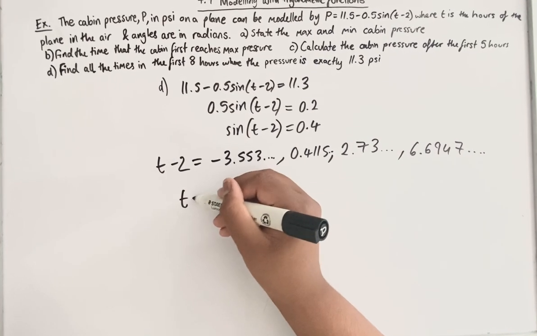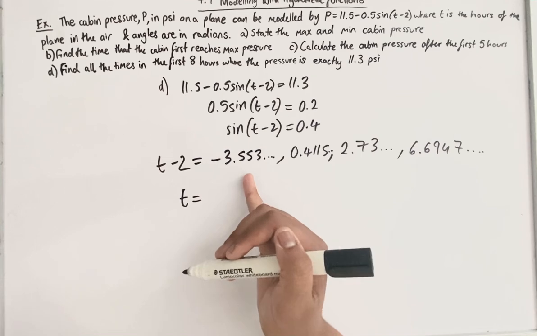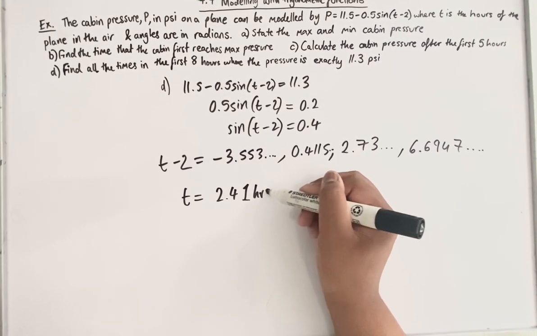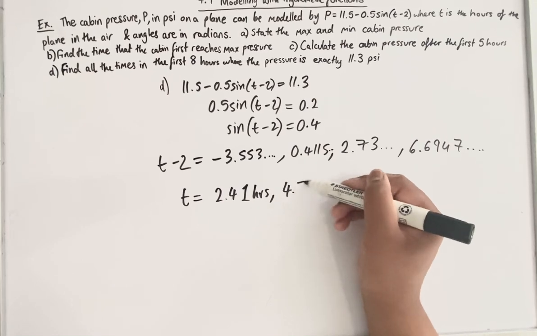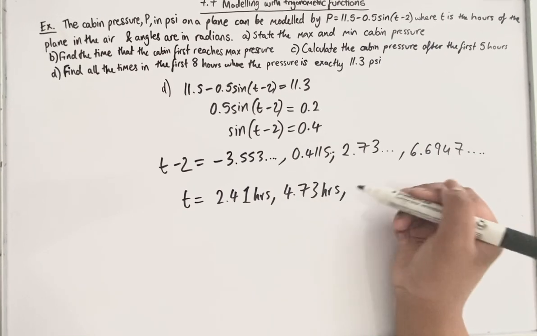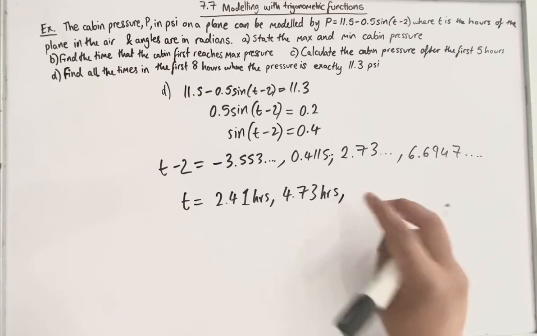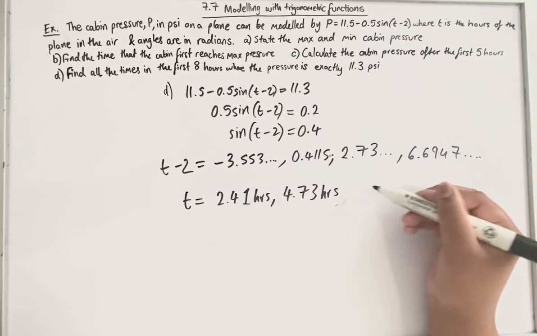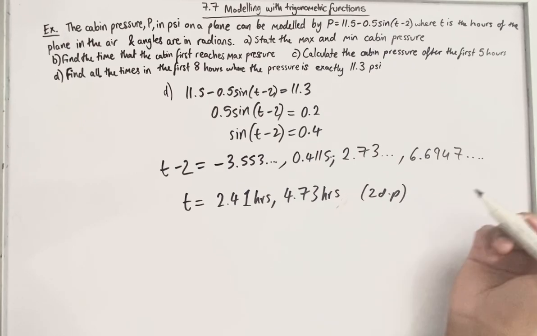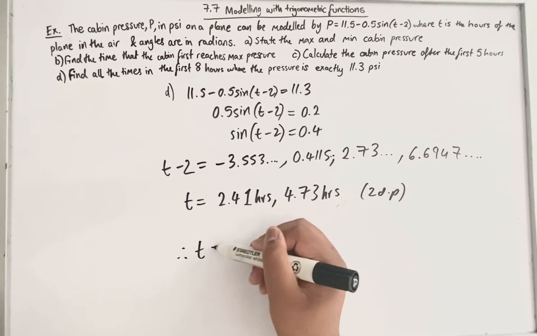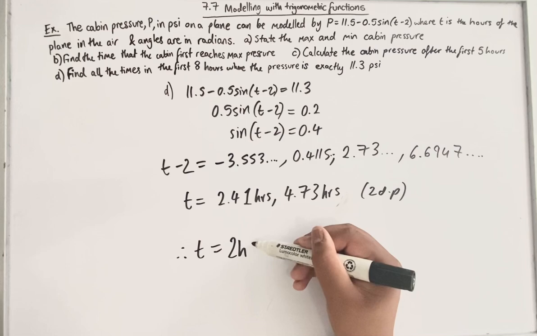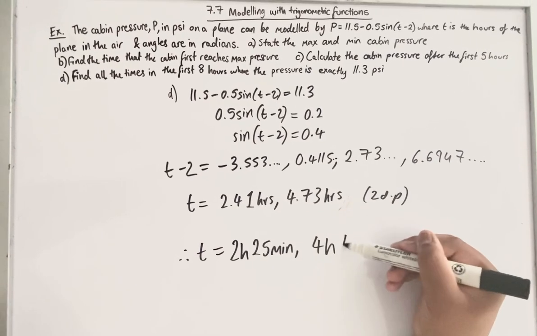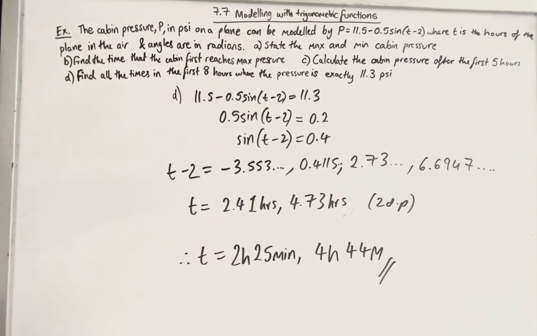And so adding 2, the first one will be invalid because it will be negative, and we get 2.41 hours, 4.73 hours, and the last one will be above 8, so we can only focus on these ones. So these are to 2 dp as well, between 0 and 8. And so therefore, t is equal to 2 hours and 25 minutes, or 4 hours and 44 minutes. And that's about it.